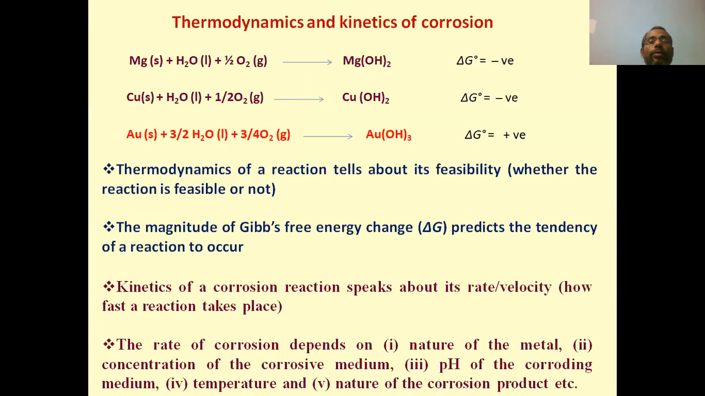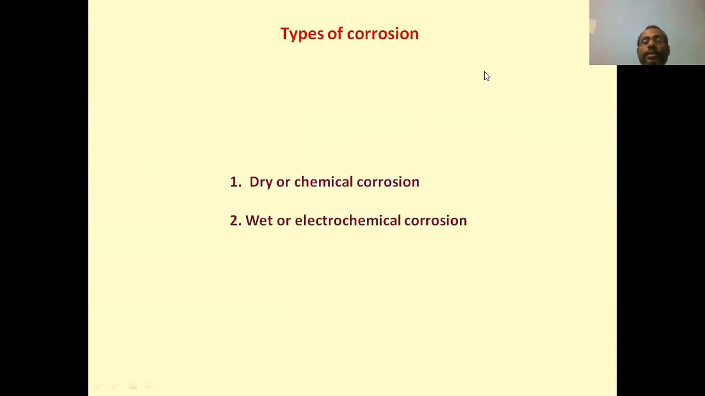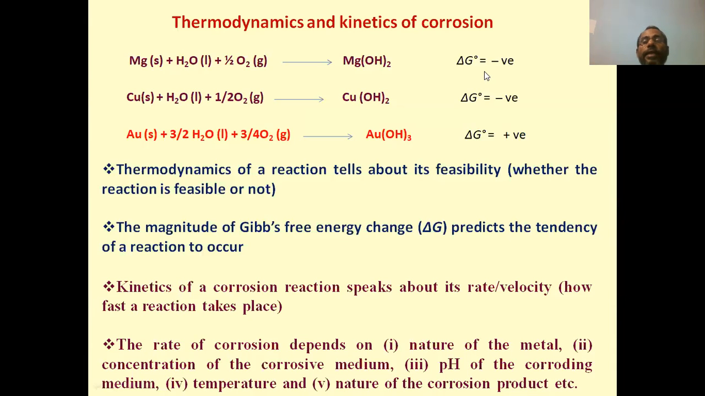Okay. Now, thermodynamics and kinetics of corrosion. What is thermodynamics and what is kinetics of corrosion? So we understood that corrosion is nothing but a reaction between the metal and its surroundings. Now, what is the thermodynamics of the reaction, and the kinetics of the reaction? Basically, if we look into these three reactions, magnesium reacts with its surroundings or environment like water and oxygen. Metal copper also reacts with the same water and oxygen. Gold, Au, also reacts with the water and oxygen, and they give rise to these products.